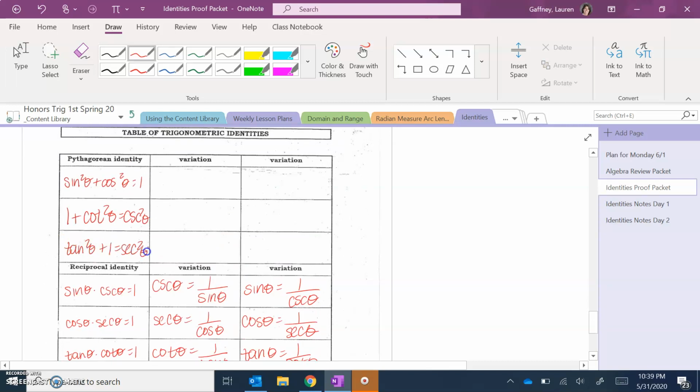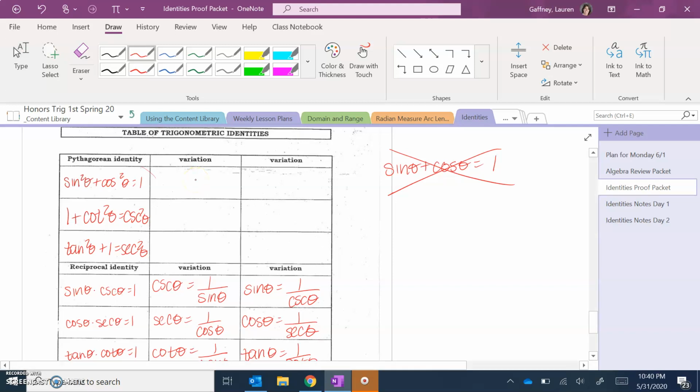Now, let me be very clear. Sometimes kids think, oh, well, if I have sine plus cosine, that equals 1 too. No, that does not. They have to be squared. Same thing for these guys. Okay? So I claim that if you know this top one, sine squared plus cosine squared equals 1, say you can't remember these, all you have to do to get them is divide the whole equation by sine squared for one of them, divide the whole equation by cosine squared to get the other one. And then the variations will fall out from there.